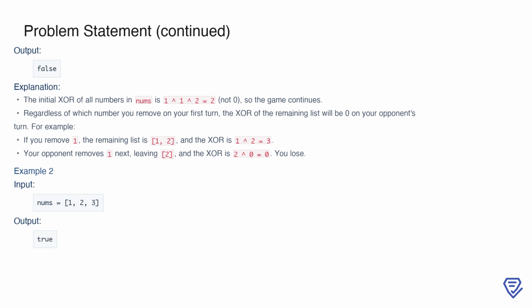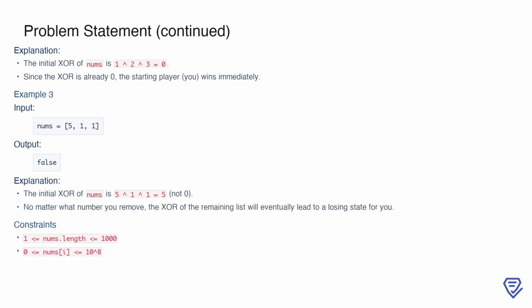For instance, if you remove 1, the remaining list becomes [1, 2], and their XOR is 1 XOR 2 equals 3. Your opponent can then remove the other 1, leaving [2], which results in an XOR of 0. This means your opponent wins, and you lose. In the second example, the input is nums equals [1, 2, 3], and the output is true. This time, you win the game.